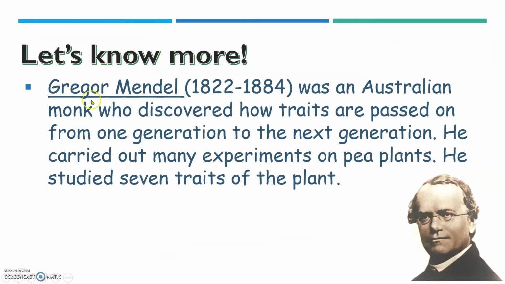Let's know more. Gregor Mendel, from 1822 to 1884, was an Australian monk who discovered how traits are passed on from one generation to the next generation. He carried out many experiments on pea plants. He studied 7 traits of the plant.